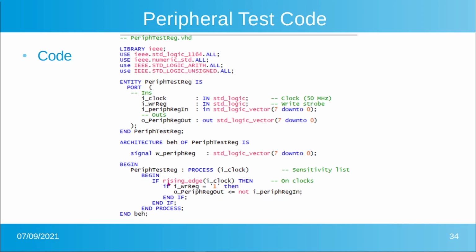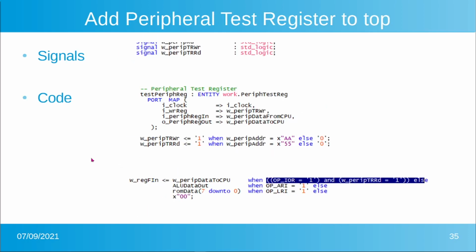And basically it's pretty simple. If there's a clock, if the clock's going, that 50 megahertz clock, and if the write strobe is there, then take what you wrote in, complement it with the not, and write it out. That's all there is to our little test peripheral here. That could be an LED, it could be anything.